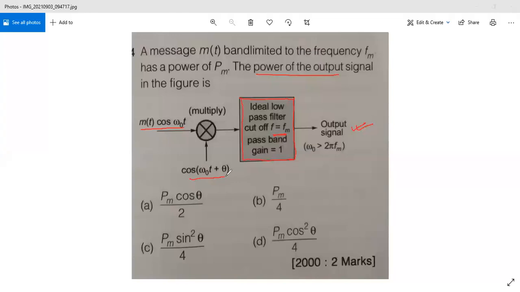Before that, we have to find the signal we are getting here. At this point, let this be s(t). So what is the value of s(t)? It is the multiplication of m(t) cos(omega naught t) into cos(omega naught t plus theta).